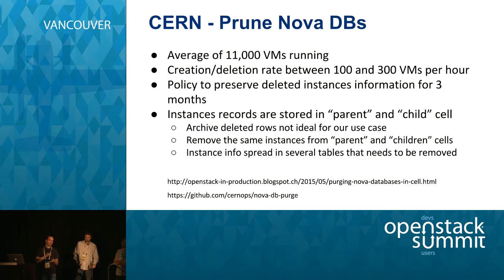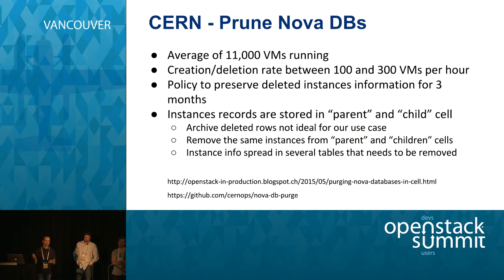And over time, of course, the databases will grow. This is not only a problem if you are running cells, but if you are running cells, you multiply this problem by the number of cells that you have, because each one has a database. The problem is that when you delete an instance in Nova, it's only soft-deleted in the database. All the information is preserved there. At CERN, we have the policy to preserve this information at least 3 months after the instance is deleted. After that, we can forget this information. We can delete it completely.